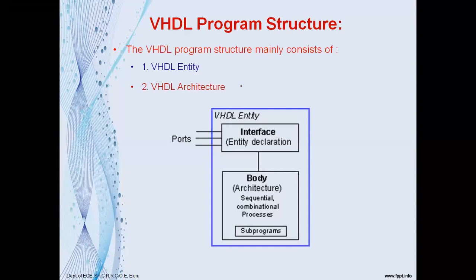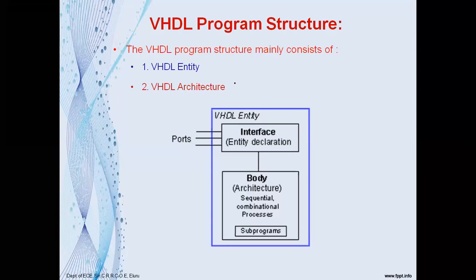There are design units, or you can say design elements, which are used to build a digital system in VHDL. The design units of VHDL are entity declaration, architecture body, configuration declaration, package declaration, and package body. So these 5 design units are used to build the digital systems or digital circuits in VHDL.